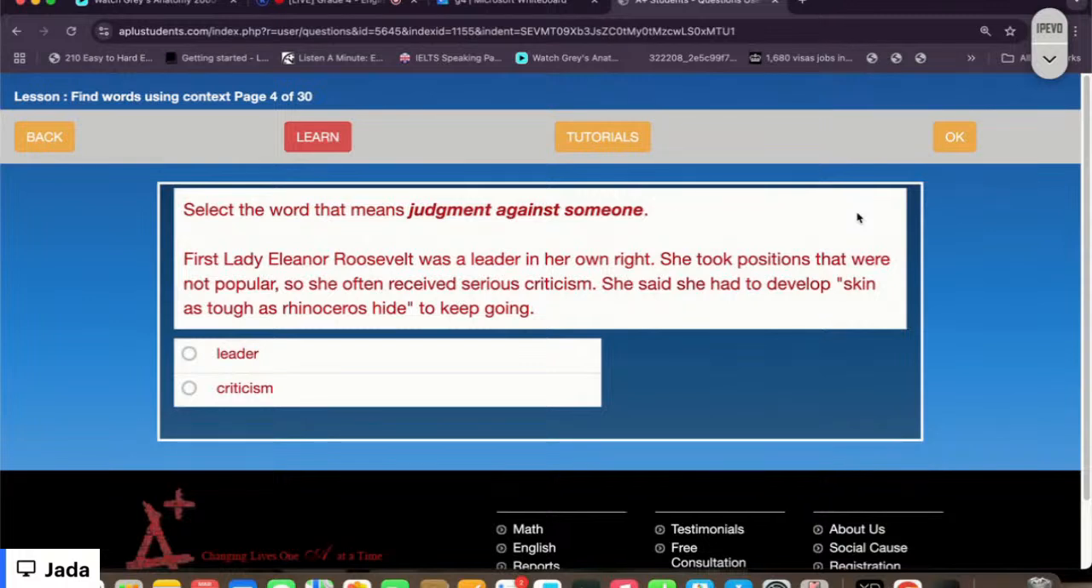Okay, so we have judgment against someone. So First Lady Eleanor Roosevelt was a leader in her own right. She took positions that were not popular, so she often received serious criticism. She said she had to develop skin as tough as rhinoceros hide to keep going. So judgment against someone, is it leader or criticism?